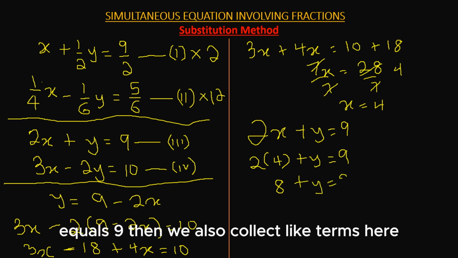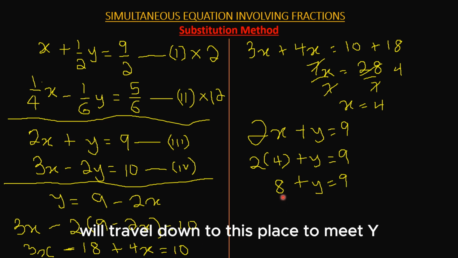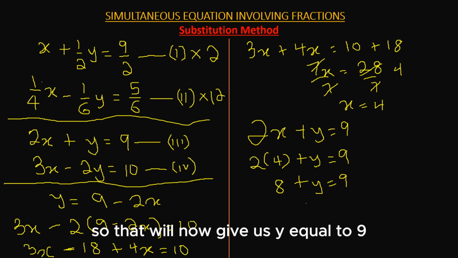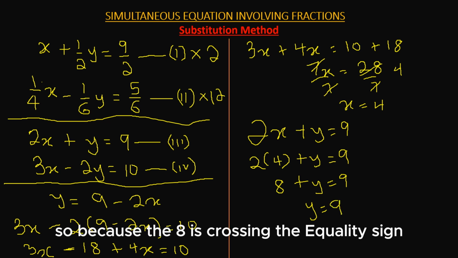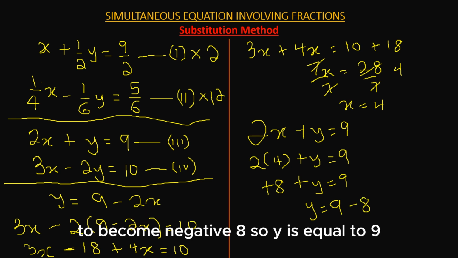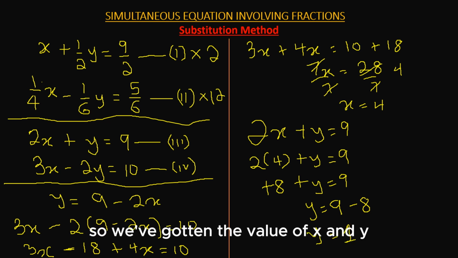Then we also collect like terms here. So the 8 will travel to the other side to meet the 9, giving us y equal to 9. Because the 8 is crossing the equality sign, the positive sign will change to what? Negative. So it becomes negative 8. So y is equal to 9 take away 8, which is 1. So we've gotten the value of x and y.